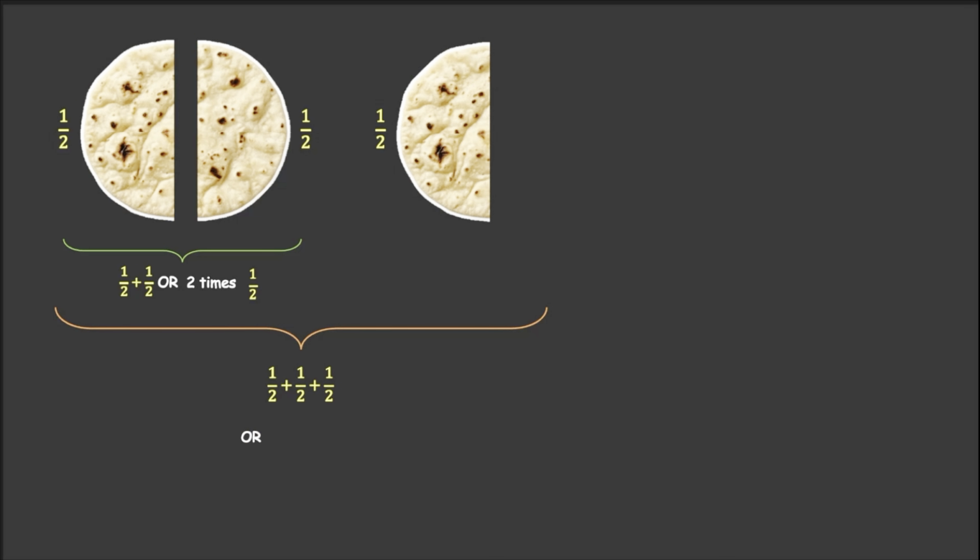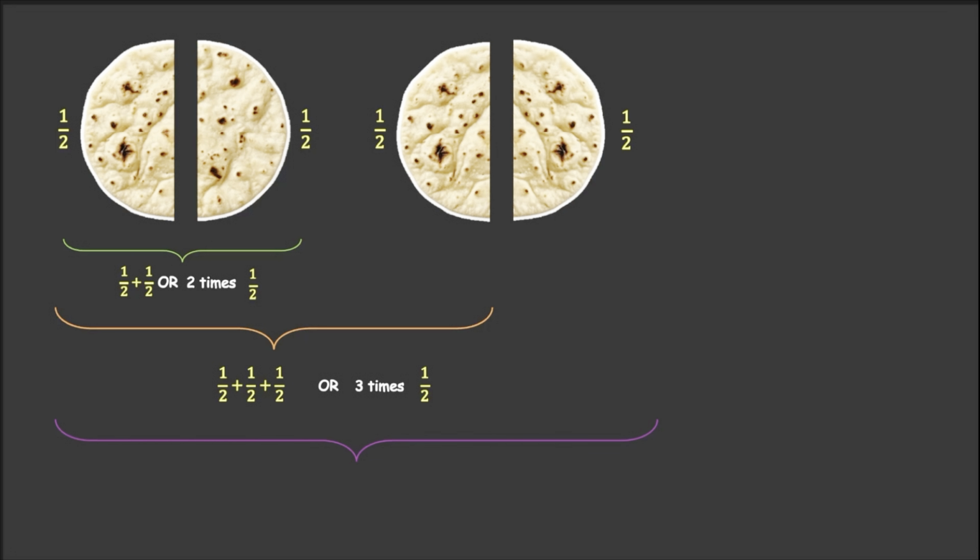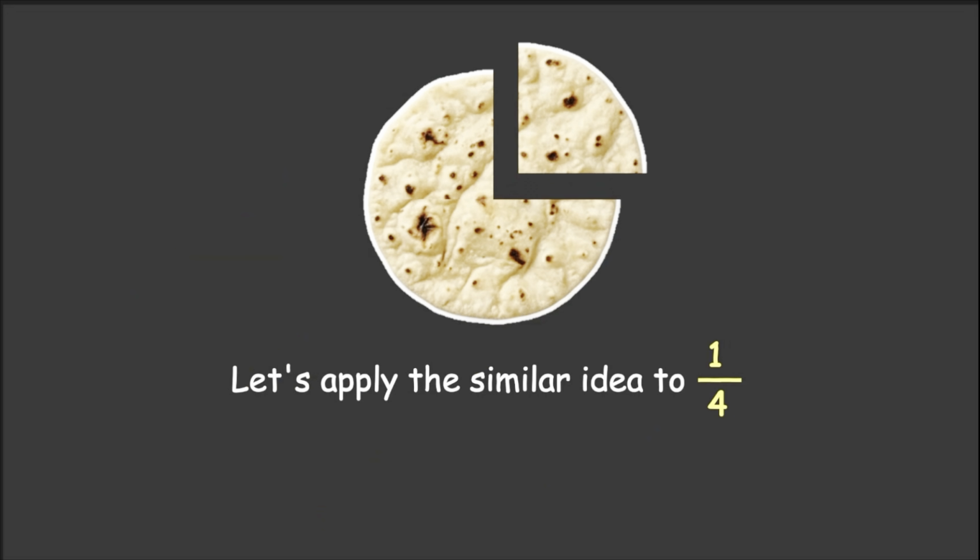Now if we have three parts, it becomes 1 by 2 plus 1 by 2 plus 1 by 2, that is 3 times 1 by 2. Okay, now for 4 parts, we get 4 times 1 by 2 like this. So we can describe how much the quantity is by collecting together the fractional units. Now let's apply the similar idea to 1 by 4. Okay, let's take one part, that's 1 by 4, or shall I say 1 times 1 by 4.